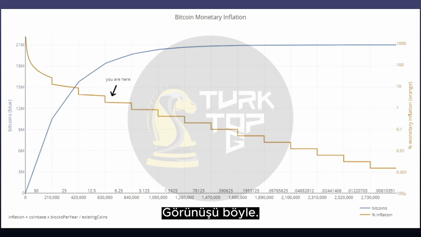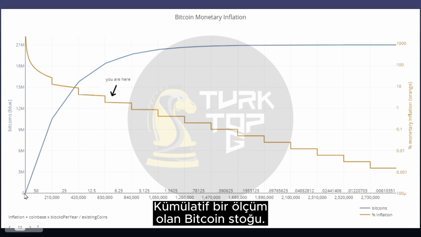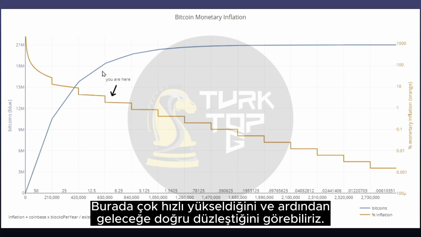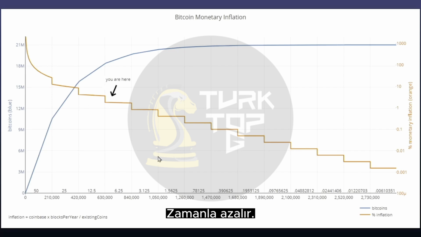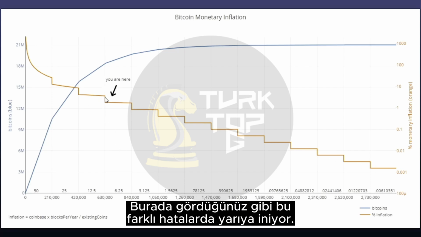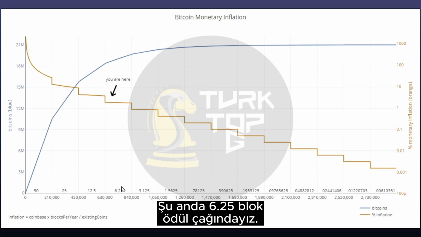And this is what it looks like. In this one chart here, we essentially have the Bitcoin stock, which is a cumulative measurement. We can see here it goes up very fast and then flattens off into the future. And then we also have the flow, which is the inflation rate, newly minted Bitcoin, and it reduces over time. You can see here it gets cut in half in these different eras. This is approximately in the 4-year halving cycles. And to the best of my knowledge, we're in the 6.25 block reward era right now.